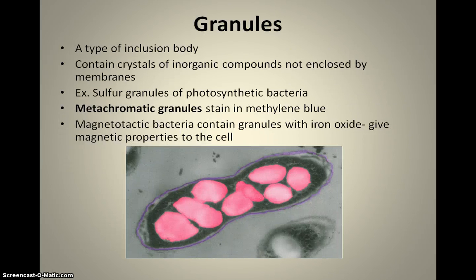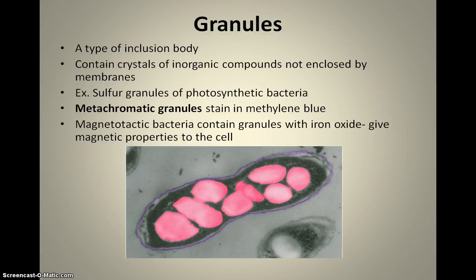Now, a specific type of inclusion body is a granule. A granule is given its name because it stores inorganic compounds, as opposed to inclusion bodies in general, which typically store organic compounds. Granules specifically store inorganic compounds. Some things they like to store, for example, are iron oxide. Iron is a really important coenzyme for a lot of metabolic processes, so storing iron is important for a lot of bacteria.